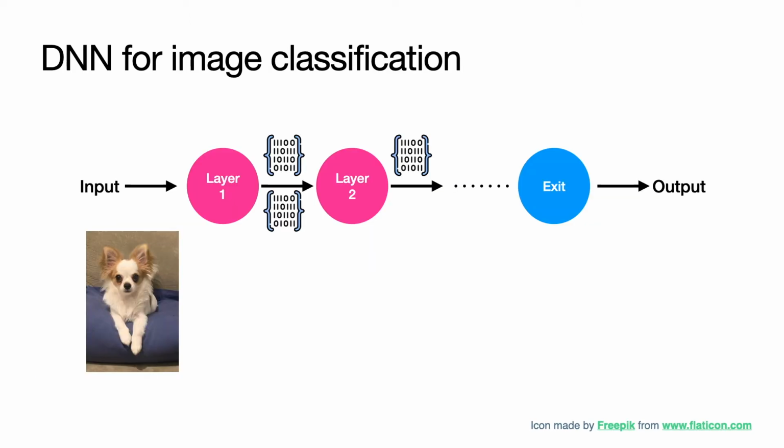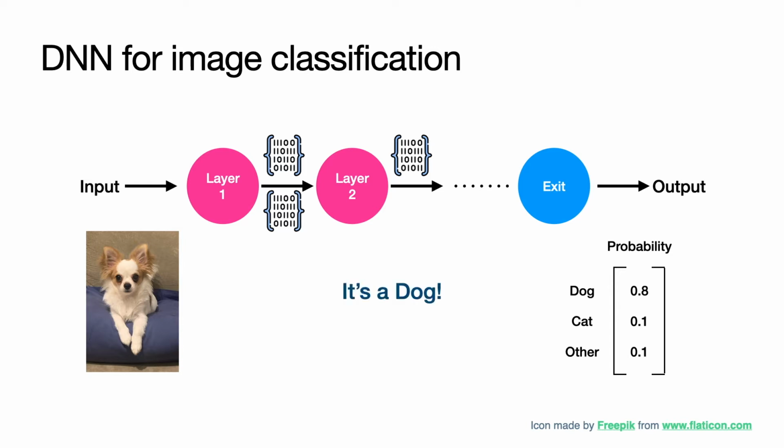So, the neural network receives the input and processes all layers. The output generates a vector which has the probability for each considered class: dog, cat, or other. So, as the dog class has the highest probability in this vector, the neural network states that the image represents a dog.